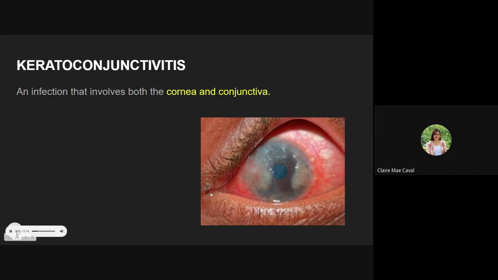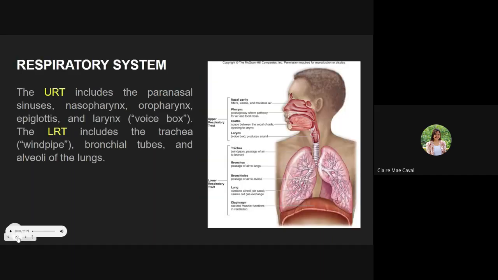This time, this is an infection that involves both the cornea and the conjunctiva. So this is how your keratoconjunctivitis looks like. Next is the respiratory system.